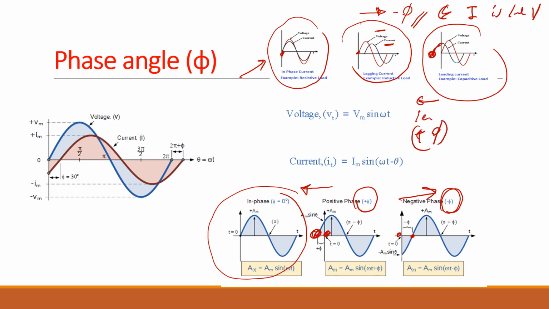We can explain it in different ways, but if you remember this way, I think it is easier for you to remember. Otherwise, sometimes we consider this one here, or else this one here across the y-axis. But I think the way that I am explaining is easier for you to understand. So when the current is shifted towards the left, that current is leading the voltage, or else we can say voltage is lagging the current.